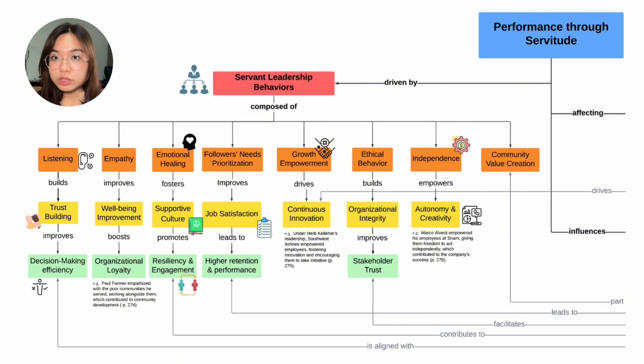The performance through servitude is driven by servant leadership behaviors. These behaviors are composed of listening, empathy, emotional healing, followers' needs prioritization, growth empowerment, ethical behavior, independence, and also community value creation. Listening can build trust within the organization, which improves decision-making efficiency.